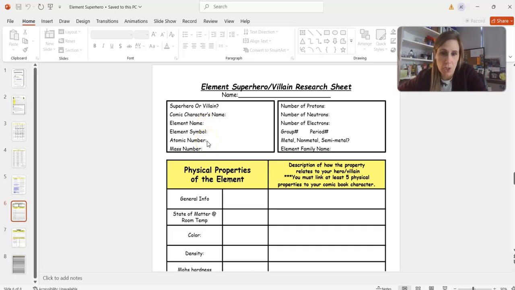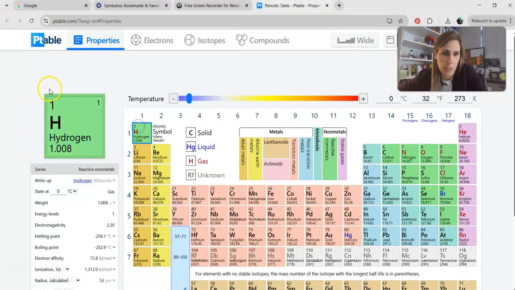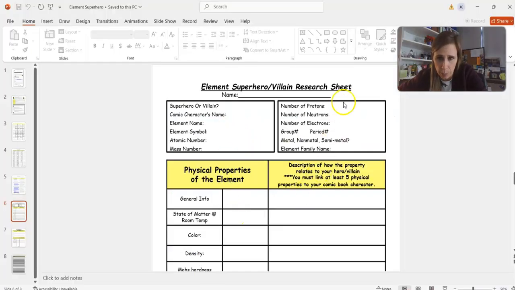The atomic number should be in the upper left-hand corner. If I'm looking at a periodic table, the atomic number for hydrogen is 1. That means it has 1 proton, 1 neutron, and 1 electron. So I'd put that information over here. The mass number should be the number of protons plus neutrons. This is all in your notes. So add up your protons plus neutrons. That's going to be your mass number. For hydrogen, it would be 1 plus 1 is 2.